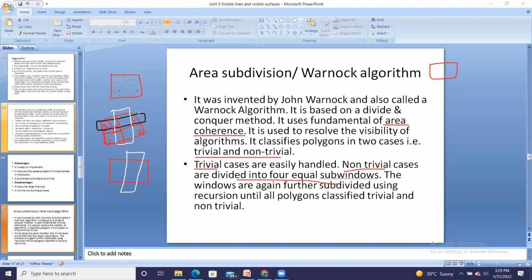Getting it? So in that way the whole window is recursively subdivided into 4 sub windows and we are reaching a trivial case at the end. That means by dividing the non-trivial again and again, where do I have to reach? In the trivial case, when there will be only one type of object in it, the case where overlapping has been totally removed. Okay. So we are going to recursively divide the window into 4 sub windows. So that is called area subdivision.